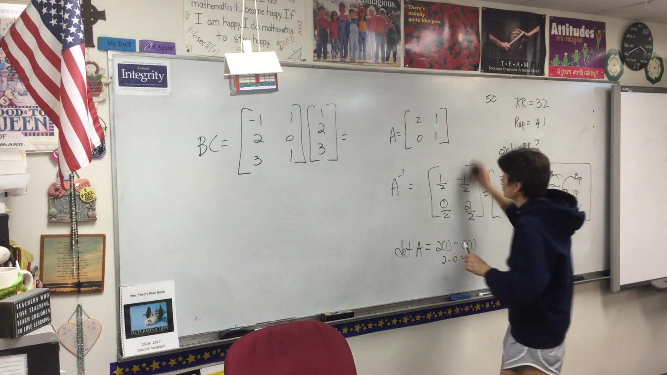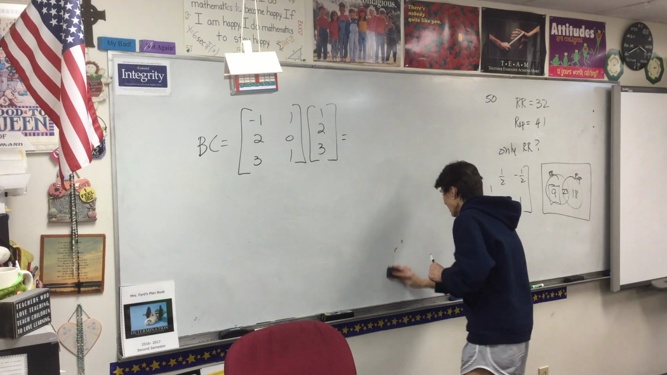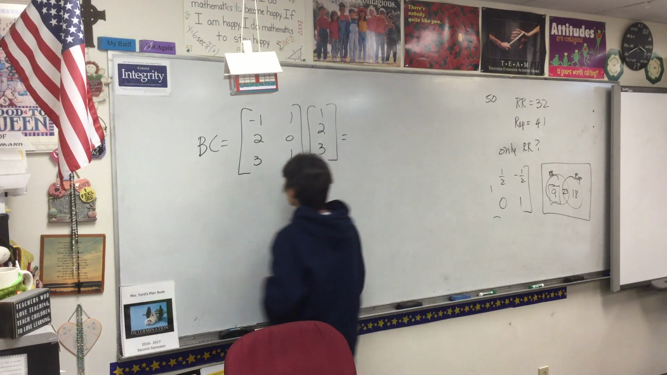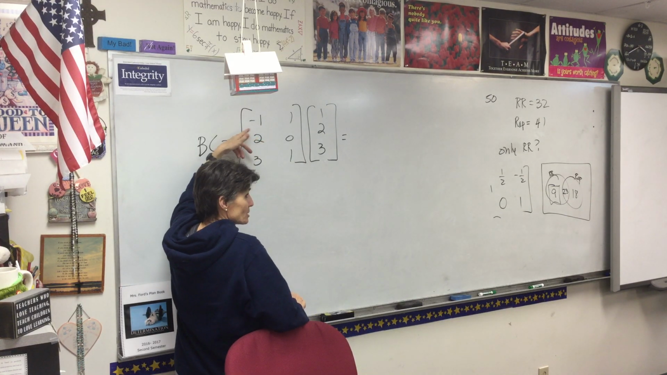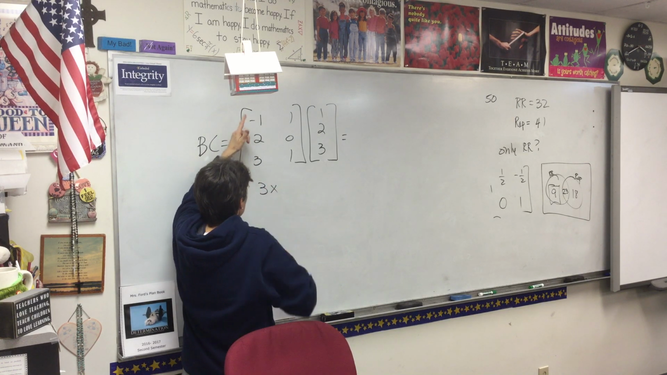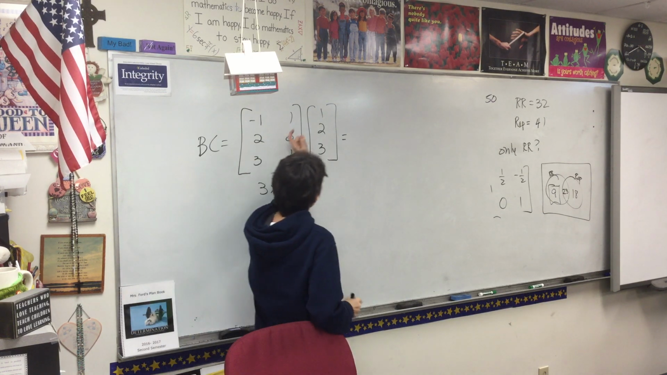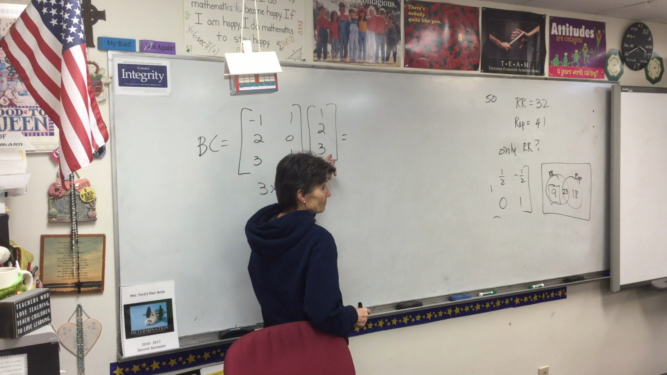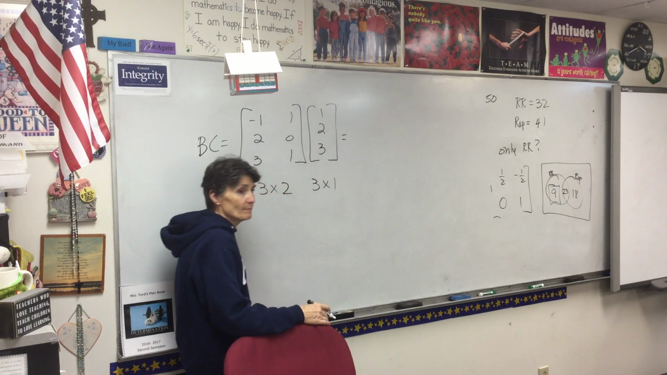Can we multiply this one? Yes. Why do you say that, Max? Because you can only go across. What are my dimensions here, Max? 3. How many rows does this have? 3 rows. And how many columns does it have? It's a 3 by 2. All right, how many rows does this one have? That's a 3 by 1. Can they be multiplied? No.